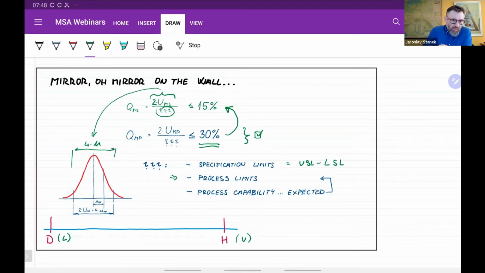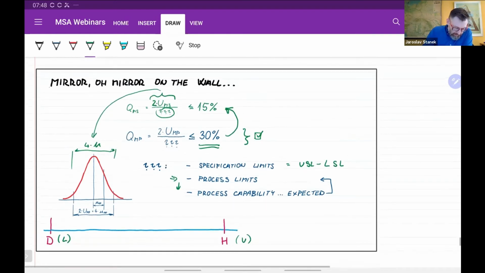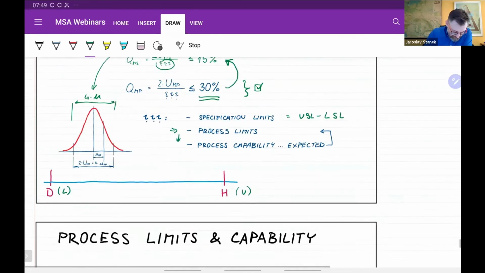And there is one more step beyond that. In cases we are not able to observe the process limits because maybe the production is not yet running, we are getting ready for that, we can work with the expected process limits based on the desired process capability. So how it works.